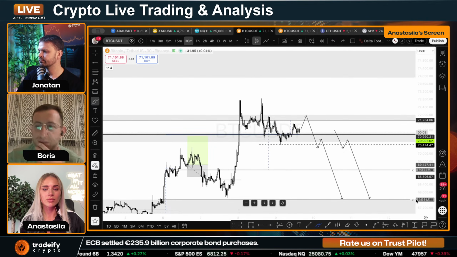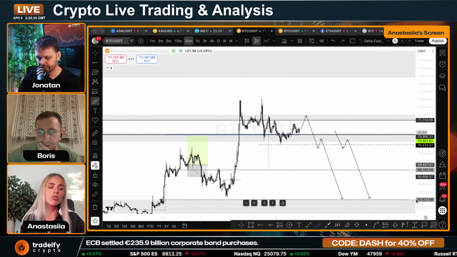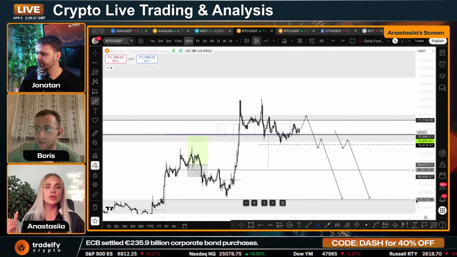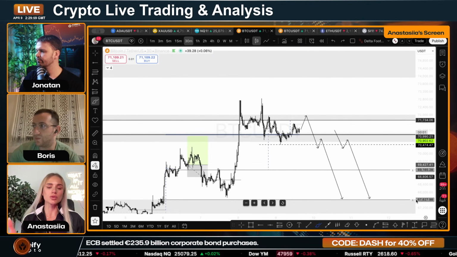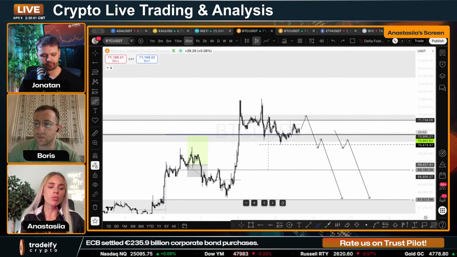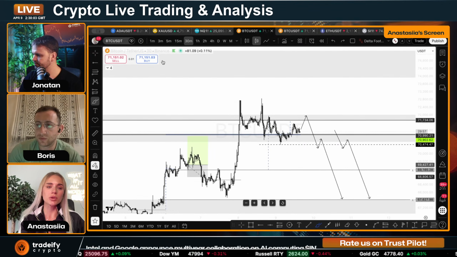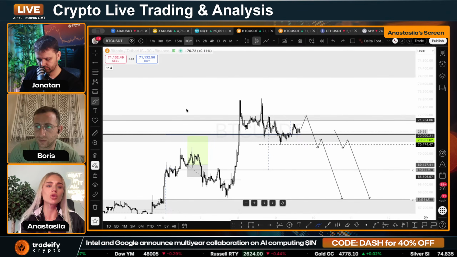Makes sense. Even if it's a small move that I'm expecting, I want to trade the small move from the bigger zones, which makes it more probable to see a rejection, because there's bigger volume. So that's the logic that I follow.